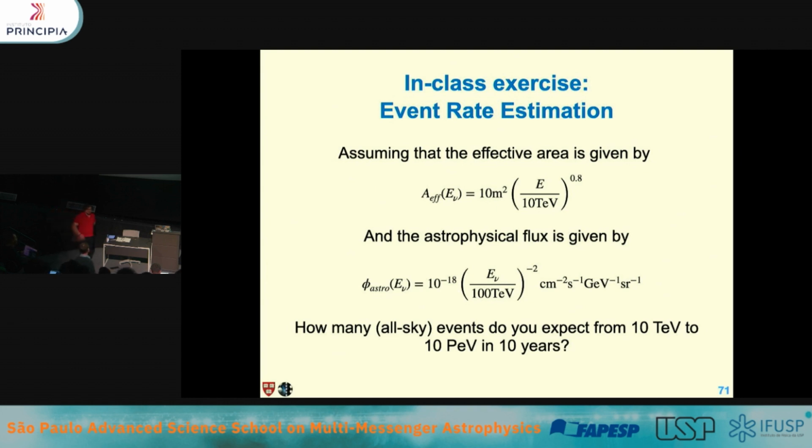So how did you do it? Could you tell us what you did? Just do the product of these two things, and integrate in energy, multiply the flux by 4 pi and by the whole time interval, and yeah, that's it. And integrating in the range from 10 TeV to 10 PeV, basically. Yeah, so you have to do an integral, right?